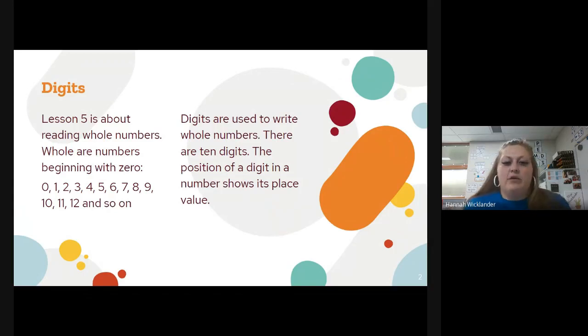Lesson 5 is about reading whole numbers. Whole numbers are numbers beginning with 0. So 0, 1, 2, 3, 4, 5, 6, 7, 8, 9, 10, 11, 12, all the way up to infinity. Digits are used to write whole numbers. There are 10 digits. The position of a digit in a number shows its place value. Like 333, there are 3 different digits, and each digit has a spot. And so that's what we're going to go over today.